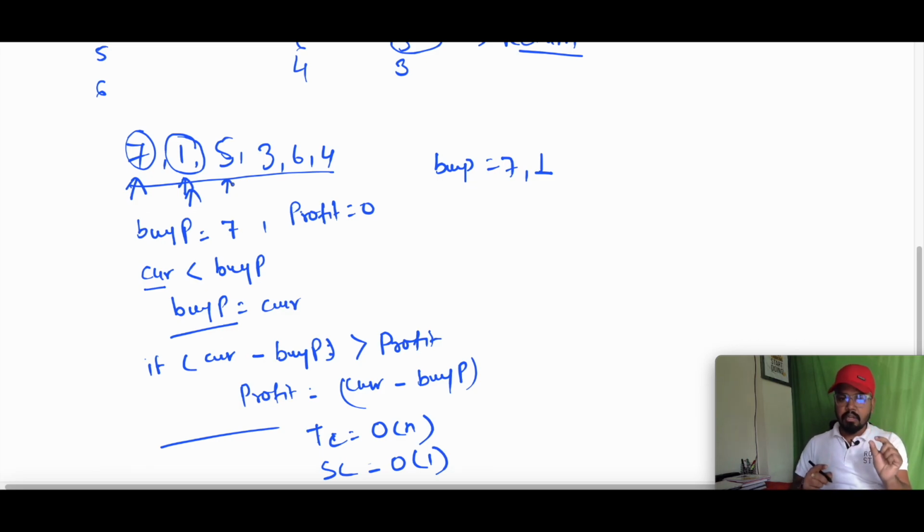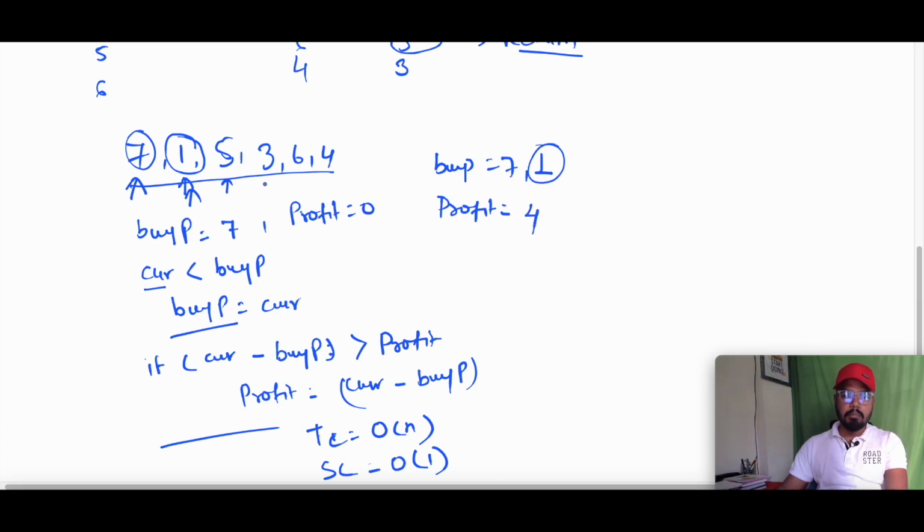Now the next day comes, the loop pointer will be at 5 and it will check if current is less than buy price. No. Then it will check current minus buy price. The buy price is 1, and the current profit is 0. So is current minus buy price greater than profit? Yes. So profit will be 5 minus 1, equal to 4.